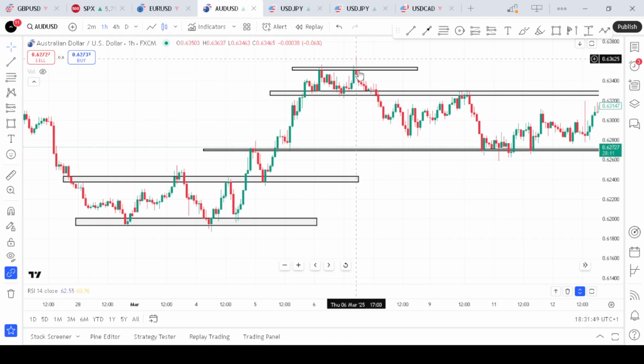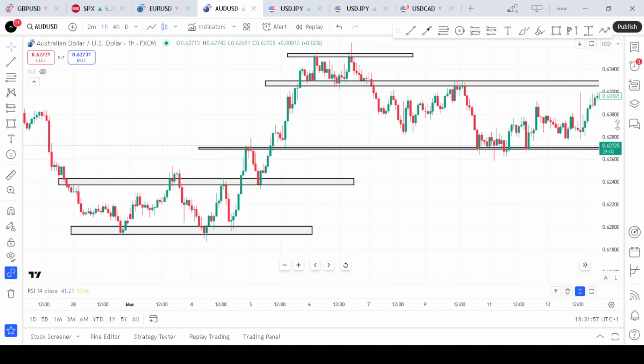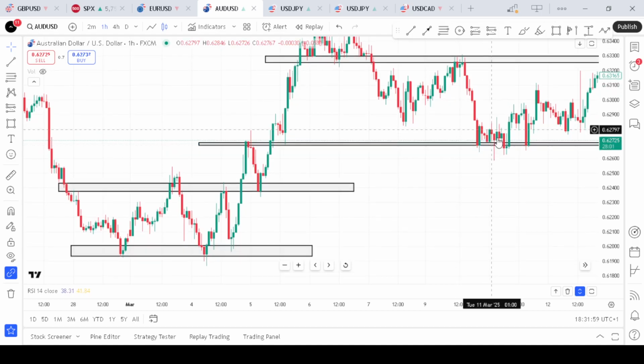Even at this area, which is a resistance area, we can see a long wick to the downside, signaling buyers at one point. Buyers were in this market before sellers came in and pushed price to the downside. Looking at these areas too, we can see long wicks showing signs of strong rejection on this support area.